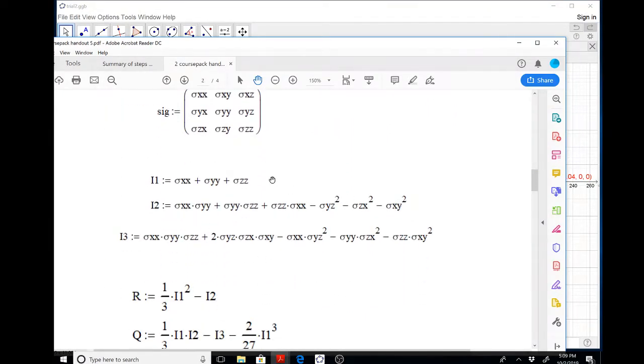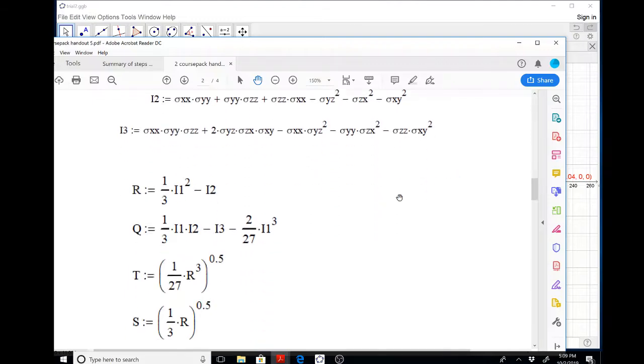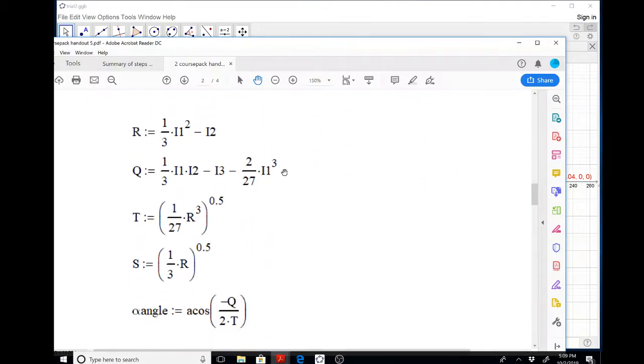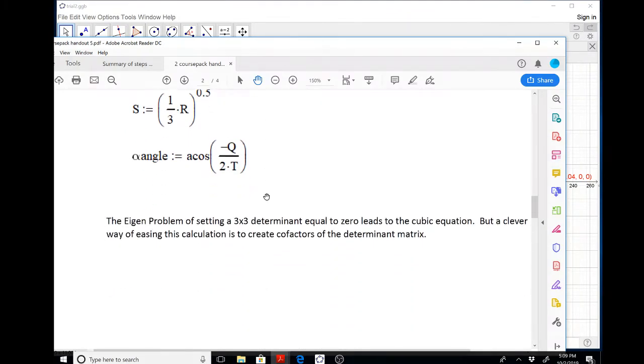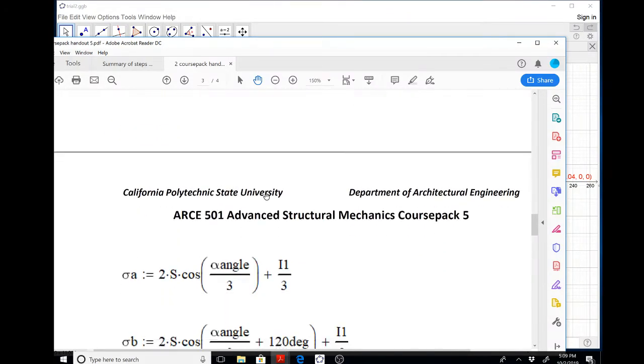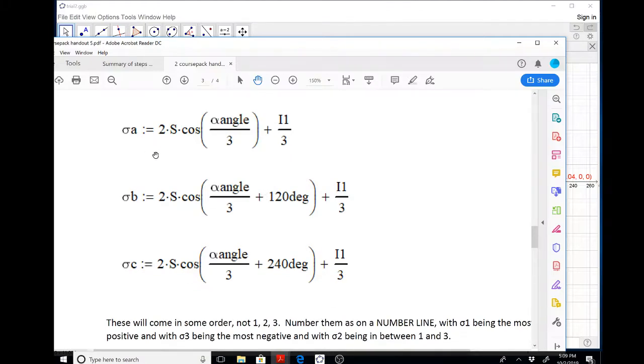Here's my setup for how to get the invariants, and then here's the R value and the Q value, and remember, these are the fun ones with the 2/27ths and all that. And then we get the second method. Now in that second method, which I want you to do also, you get three values: sigma A, sigma B, and sigma C. They can come out in any order.